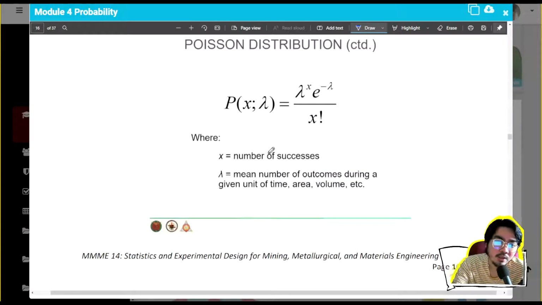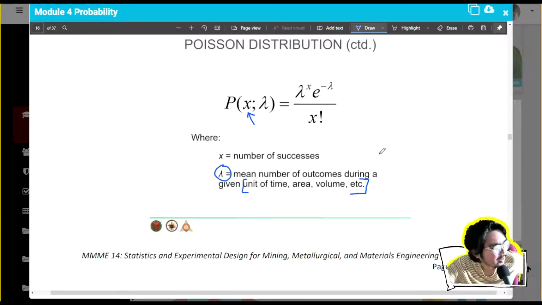So, meron tayong two parameters or two arguments. The X is the number of successes that we want. Tapos while lambda is the known average or the known mean of that particular unit of time, area, volume, etc. Itong given unit na to, it could be anything. And later ipapakita ko kung anong ibig sabihin nito.